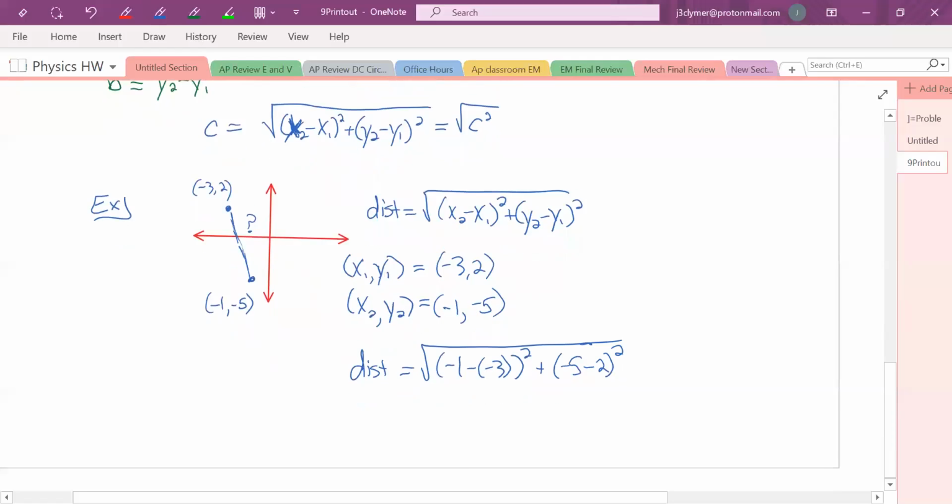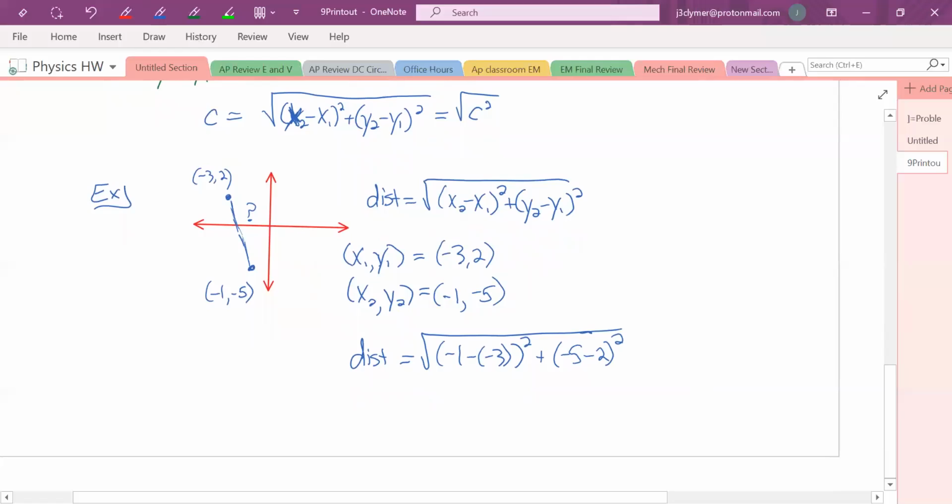Okay, and so it's just important to stay consistent. That's all I have to say. Make sure you stay consistent. Make sure you keep track of which one's x1, which one's y1, which one's x2, and which one's y2. And that's why it's important to write it out so you can keep track of that. But then after that, you don't have to worry as long as you follow the rules correctly.